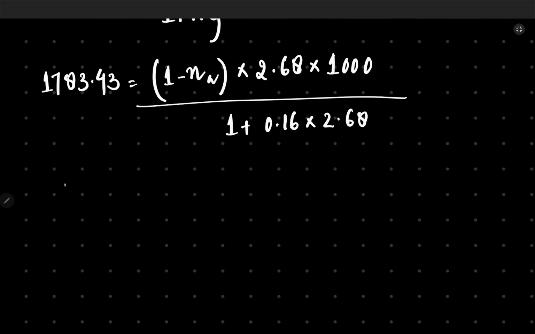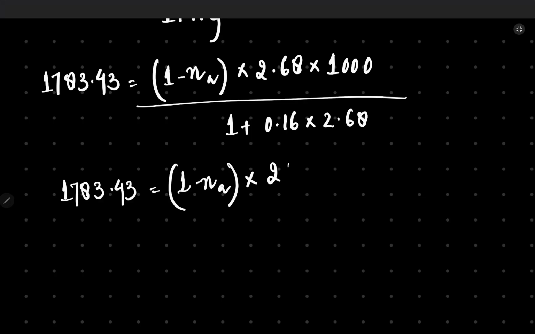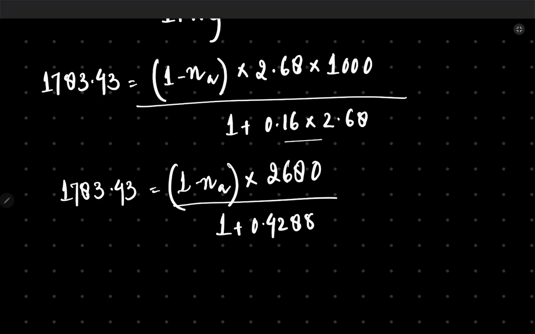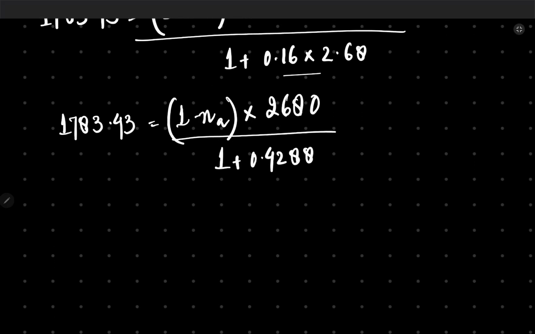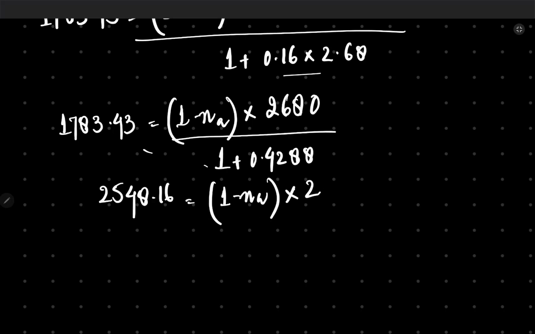Alright. So this becomes 1783.43, 1 minus Na, multiplied by 2680 divided by 1 plus, upon calculation, 0.4288. By further solving, this 2548.16 is equal to 1 minus Na multiplied by 2680.